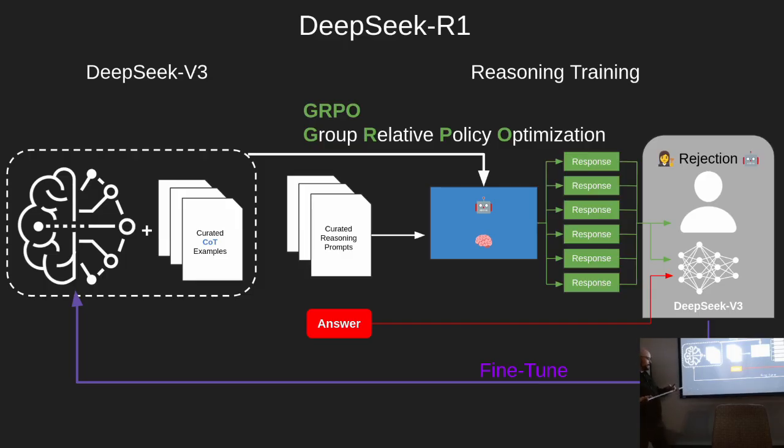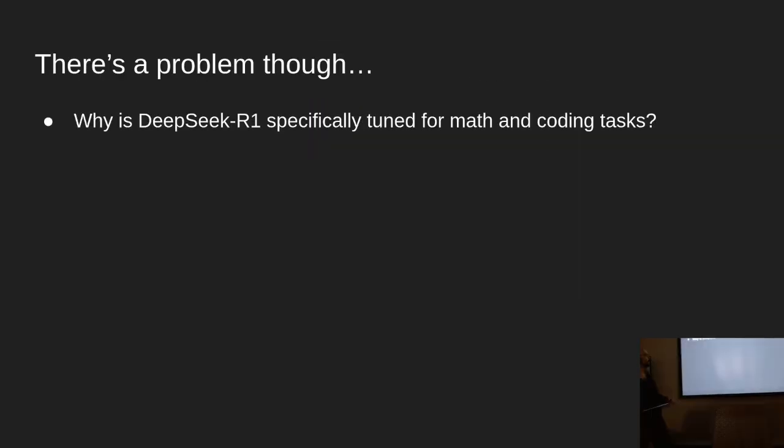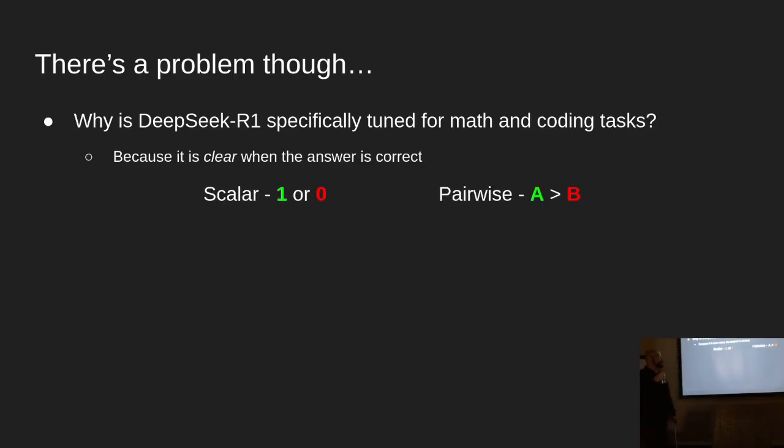We can come back to this later, but we now have a basis of how models are typically trained, how DeepSeek R1 was trained. Now let's talk about specifically the problem. I said earlier, DeepSeek V3 and DeepSeek R1 are both good at coding and math. Can anyone tell me why? Exactly. It's very clear when the answer is wrong. We can very easily label an output from the model, a comparison between pairs. Well, this one works and this one doesn't.